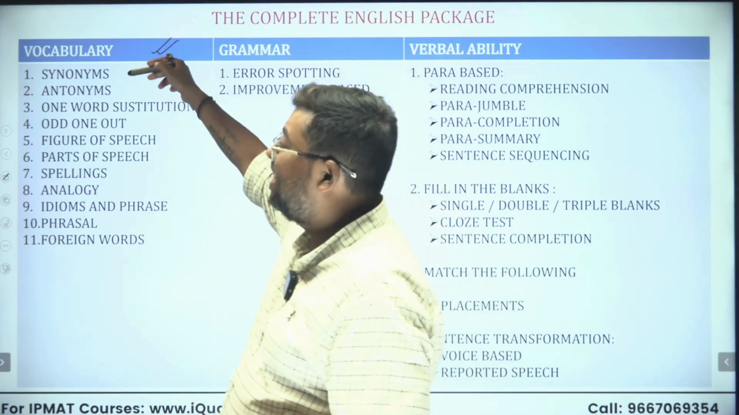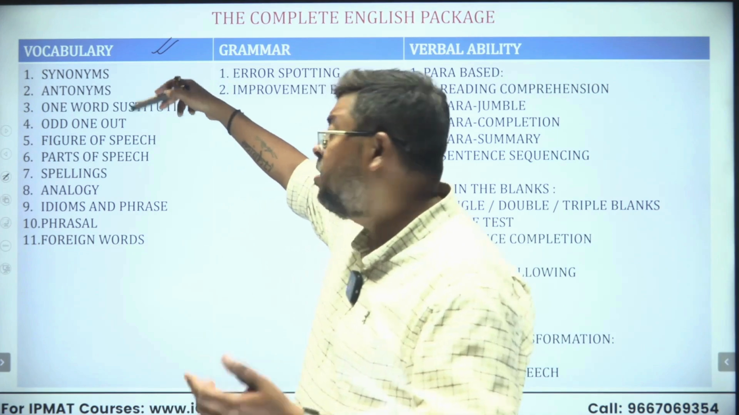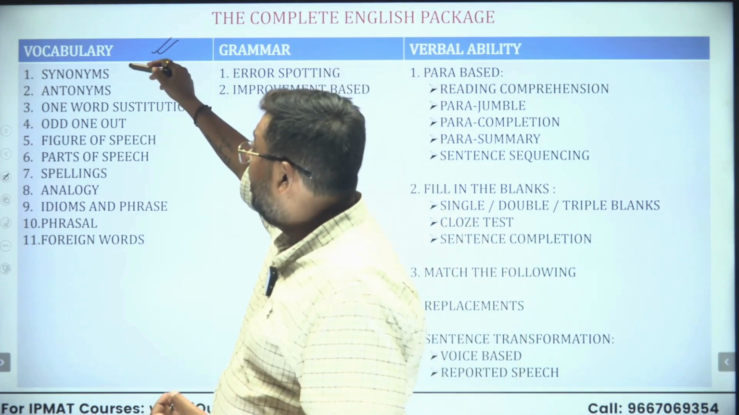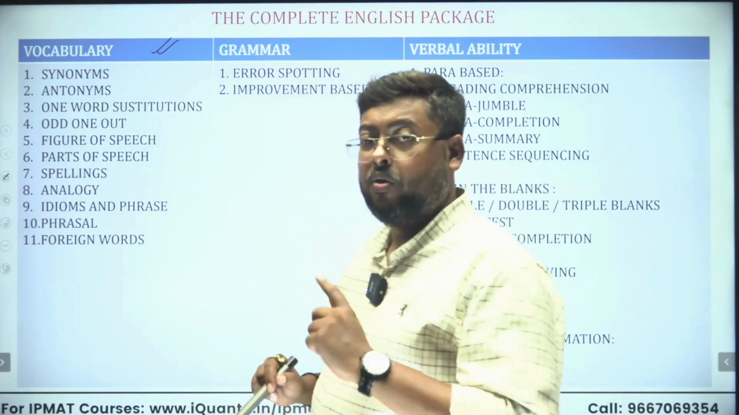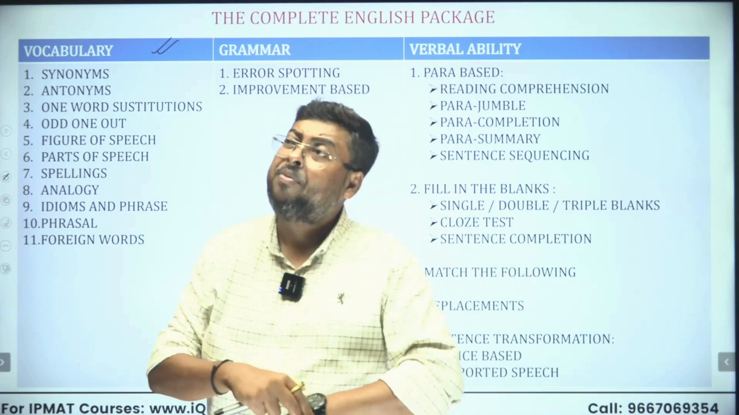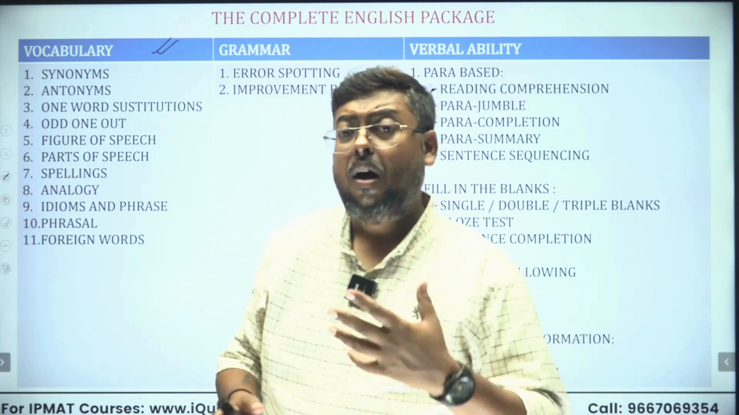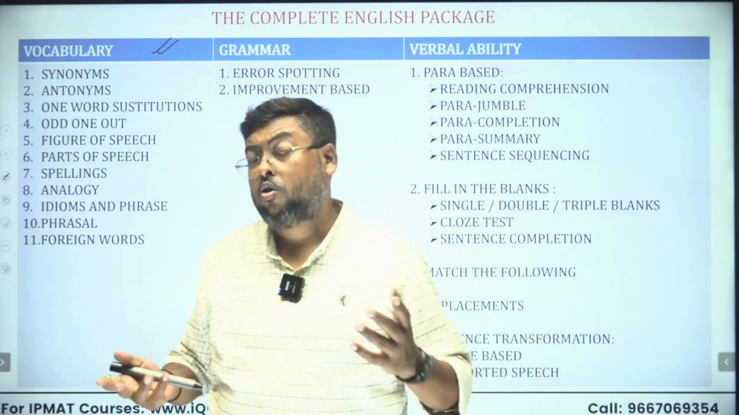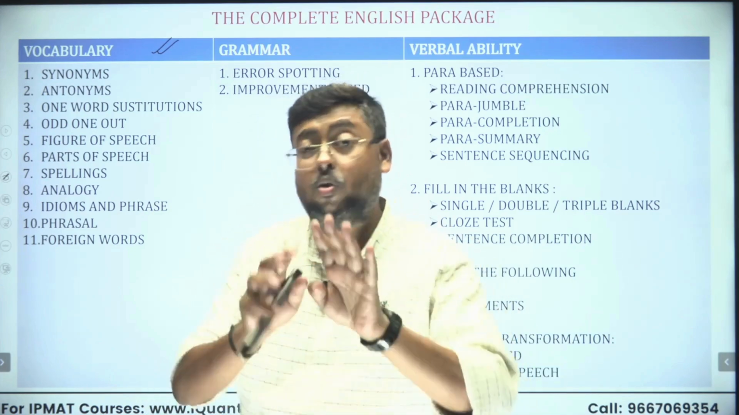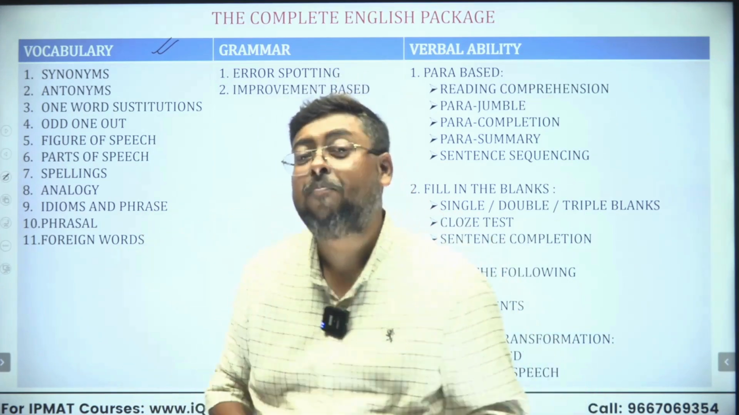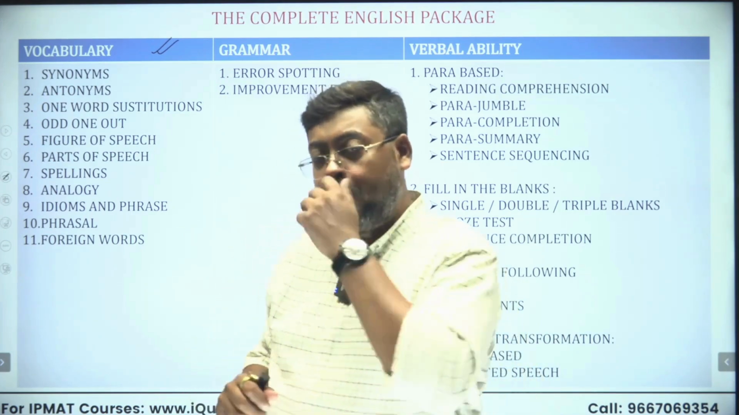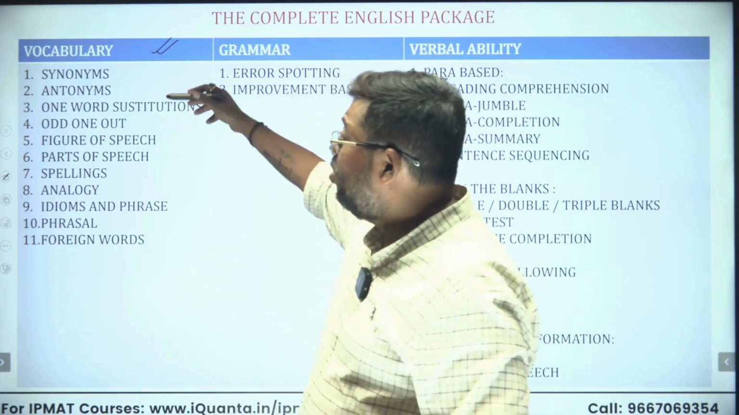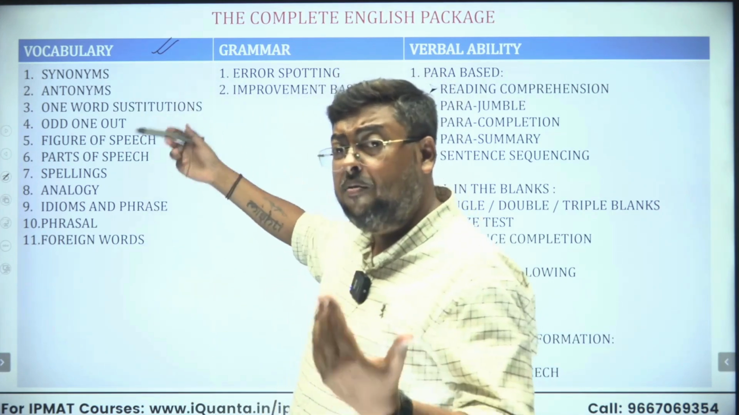We can have synonyms, which are similar meaning words. We have got antonyms. Antonyms are the opposites. Then we have got one word substitutions, right? One word substitution is basically like if I say a person who collects stamps, what is he called? So what would be one word for that? No, definitely it is not stamp collector. What is it called? It is called a philatelist, right? So there are so many words which we can learn from here.